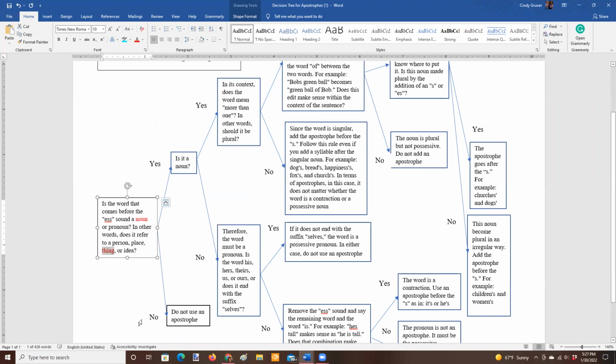So we are rejecting the no choice. We're going to go to the yes choice. So our next question is, is it a noun? Yes, we know it's a noun. We Googled it and we found out it's a noun. So we're not going to go towards the no. We're going to go towards the yes. Okay. In its context, in the way that the word apples appears in the sentence, does the word mean more than one? In other words, should it be plural?